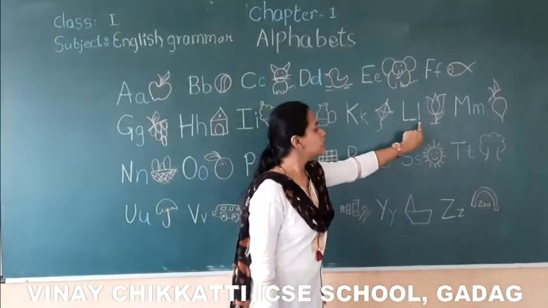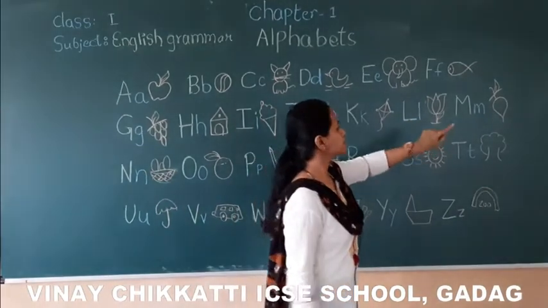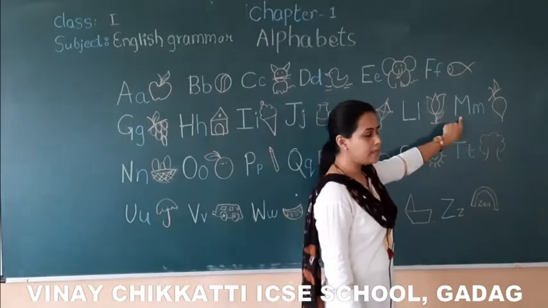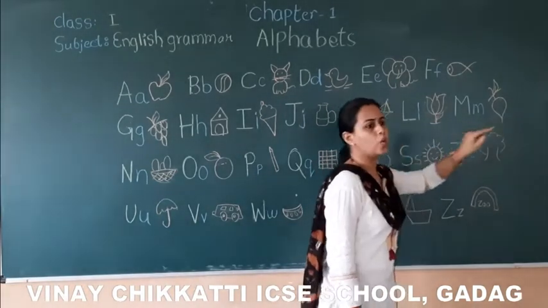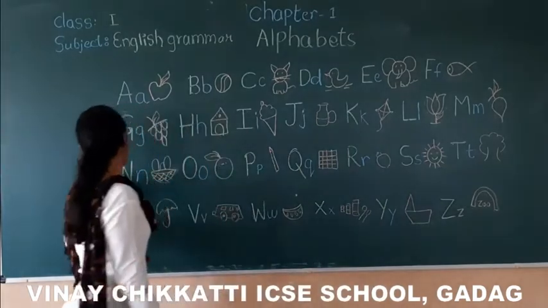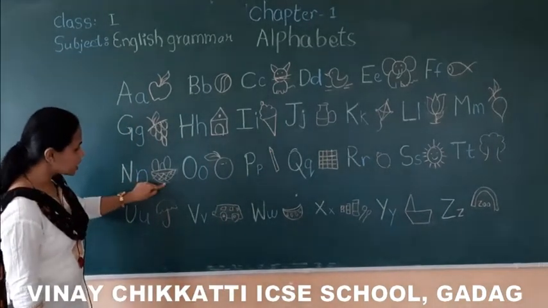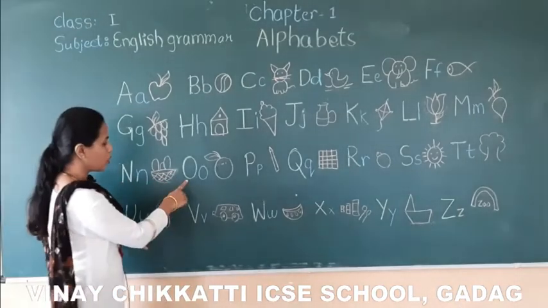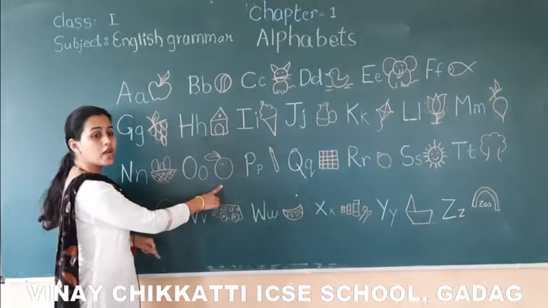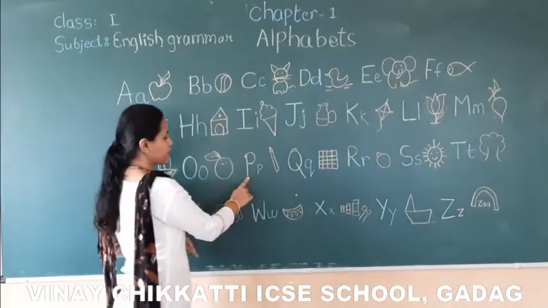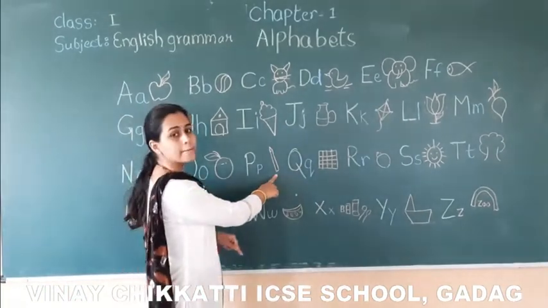Capital L, small l. L for lotus. Capital M, small m. M for mango. Capital N, small n. N for nest. Capital O, small o. O for orange. Capital P, small p. P for pencil.